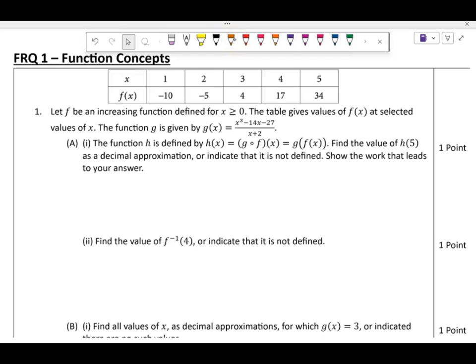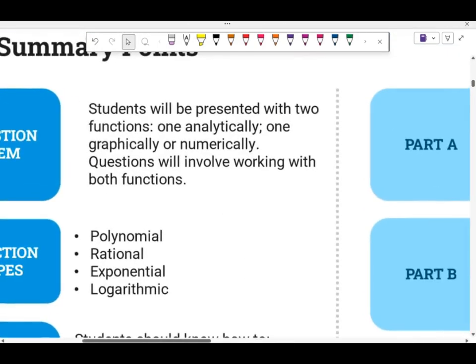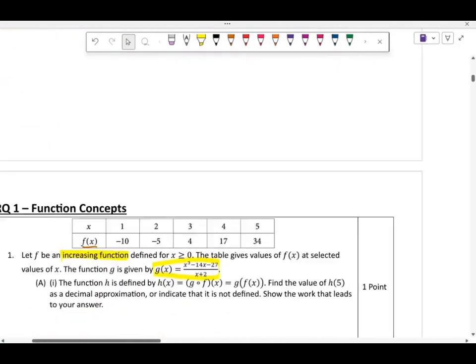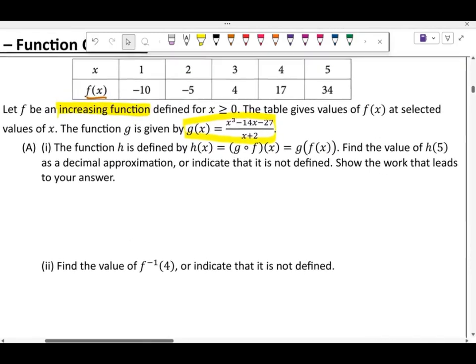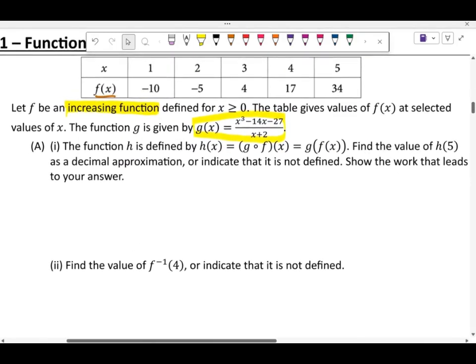All right, what do they give you? First off, the table. Which function is our table? F, right? We see that right there. They also tell us, might be important later on, it's an increasing function. It's always going up. What else do they give us? They give us an equation. Isn't that what they said they'd do right here? One analytically, one either graphically or numerically. Yeah, they've done that, right? One numerically in the table here, and one analytically as an equation.